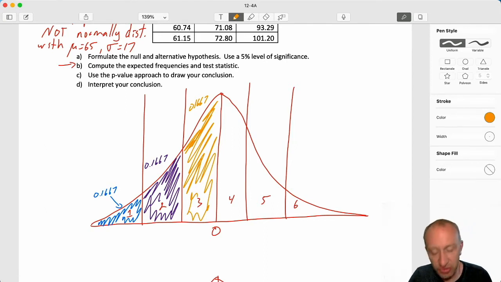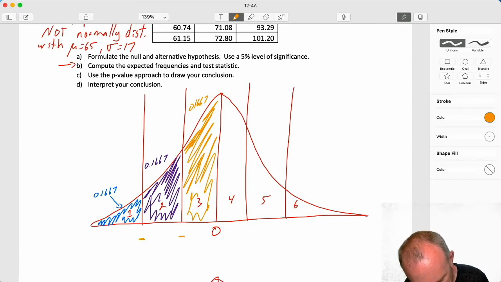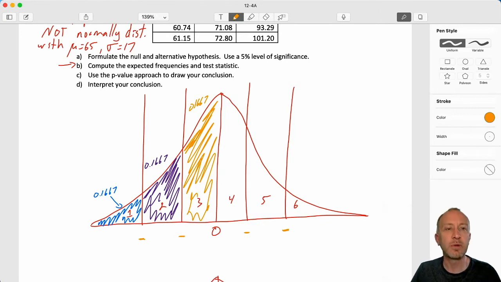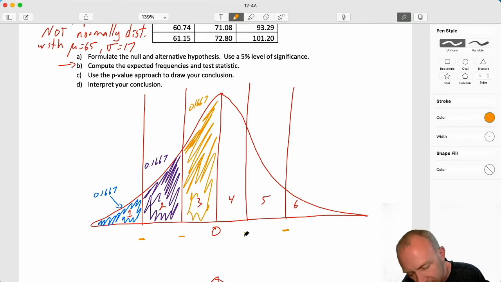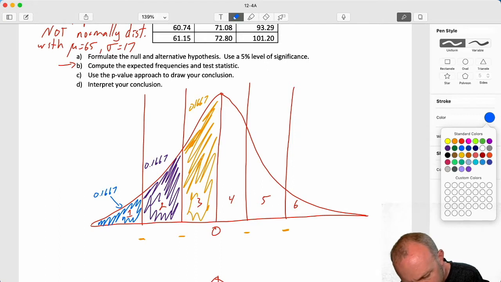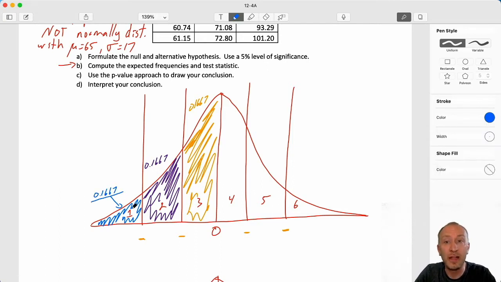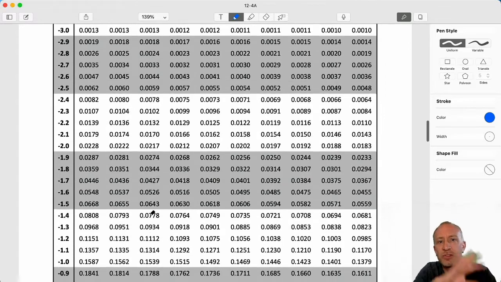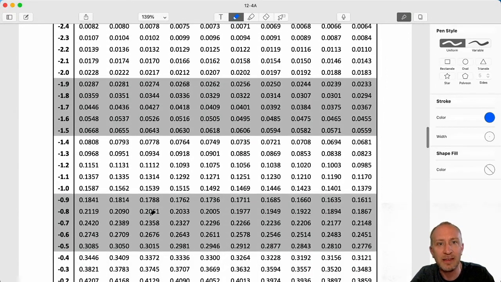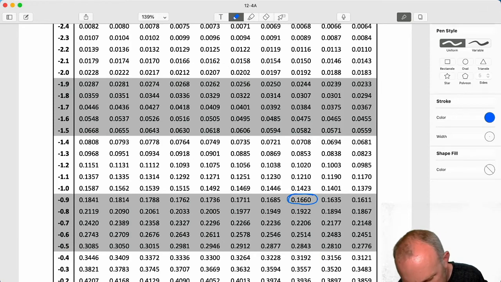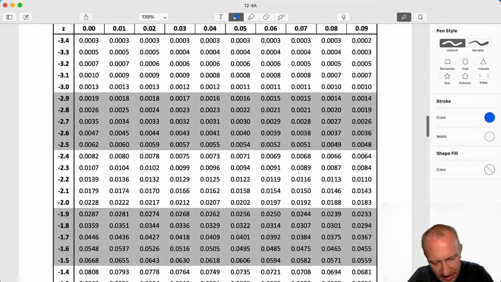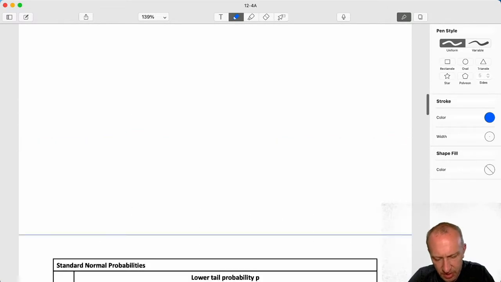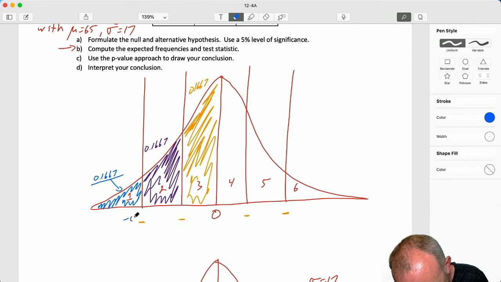So the first thing that I need to do is to find those Z scores that correspond with those equal probability intervals. How do I do that? I'm going to go down to my Z tables, and I'm going to look up, what is that Z score that corresponds to a probability in the lower tail of 0.1667? So if I come down here and I'm looking through this table for 0.1667, well, the closest that I see here looks like right about there. So that is negative 0.97. So that gives me a value here of negative 0.97.